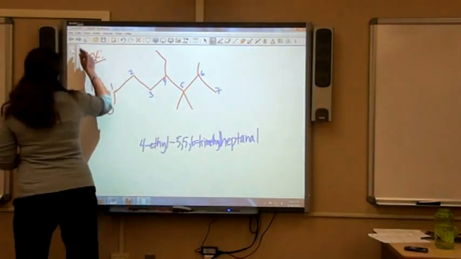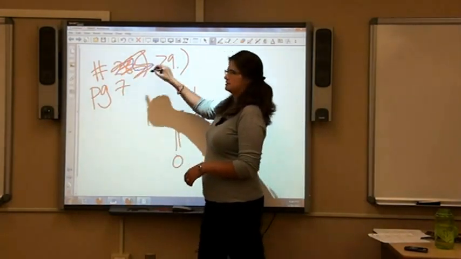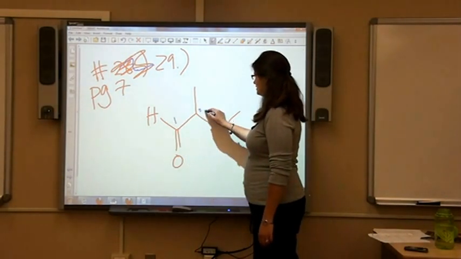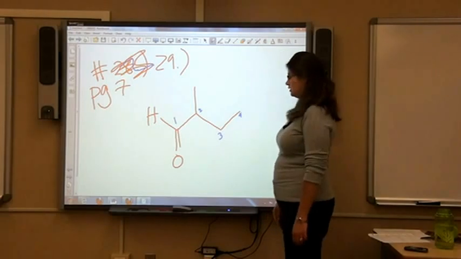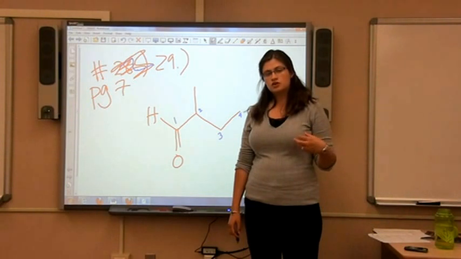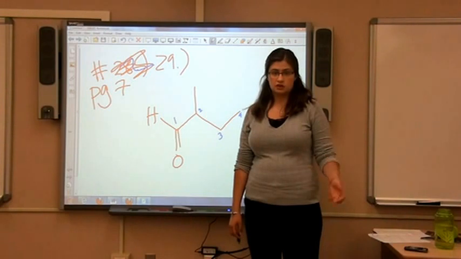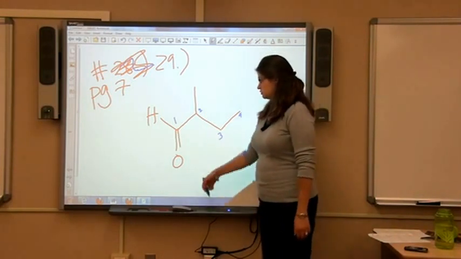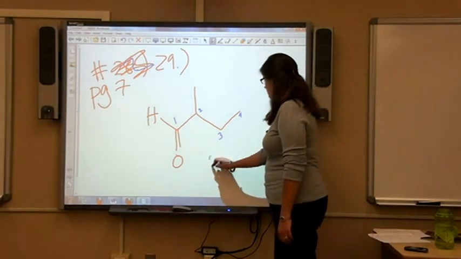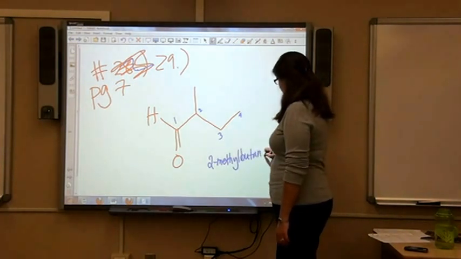That's exciting. And now one from your homework. This is number 29. Always start numbering at the 1. And incidentally, this is why we don't have to write 1-butanal, because we're assuming that you're starting to number at that 1. So all aldehydes always start with the CO double bond here at the beginning. Okay, so this is 2-methylbutanal.